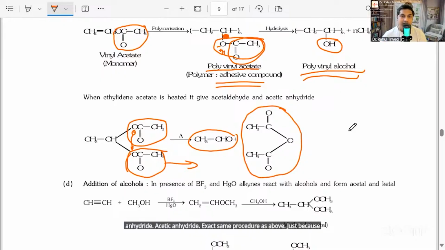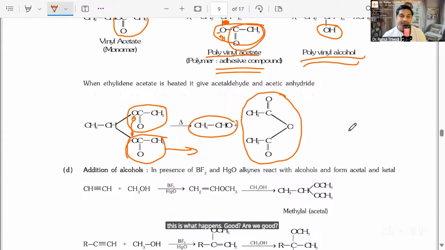Just because the structure is big, this is what happens. Good? Are we good? Okay.